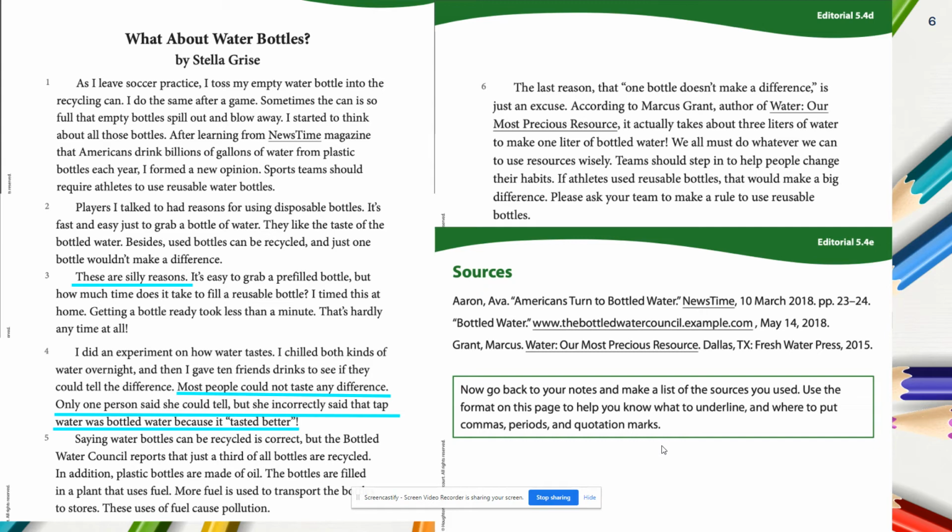The author was stating that they did an experiment with how water tastes and that they chilled both kinds of water overnight and then gave 10 friends drinks to see if they could tell the difference. Most people couldn't tell the difference between the bottled water or the tap water. And then one person said that the tap water was bottled water because it, quote unquote, tasted better. The author is trying to use rhythm and let you know his or her thinking on the topic.